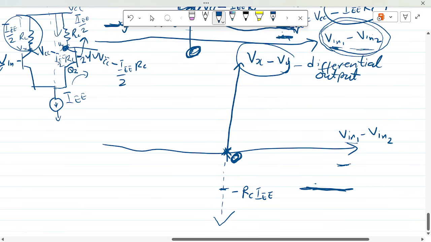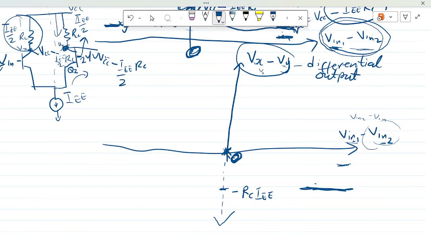Okay, what if this time the Vin2, and it doesn't really matter which one is Vin2 or which one is Vin1, it's just about the difference. So you could match Vin1 to X or match Vin2 to Y. So you could just do Vin2 minus Vin1. Right here you'd have to do Vy minus Vx, and the result should be the same.